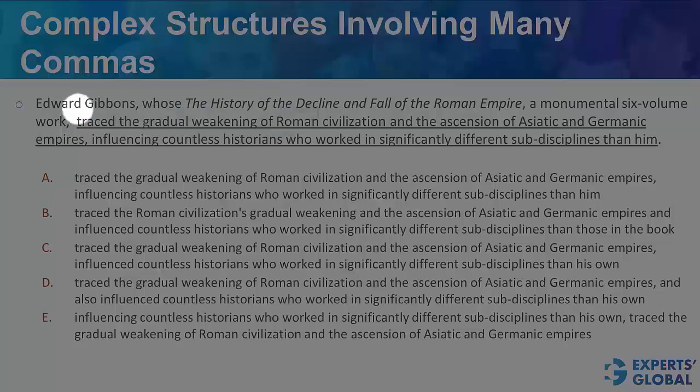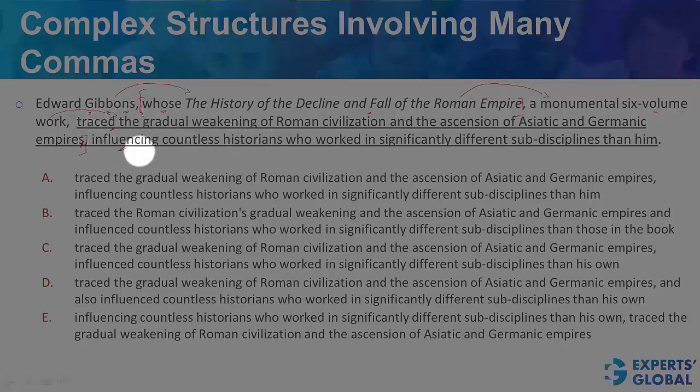You have a person here, and then some extra information about him between two commas. This is not going to have an impact on the sentence. We can very well skip this. From here to here is extra information. The person, his set of books, a bit about his books, a bit more about his books. And then the real meaning starts, that Edward Gibbons, something like, influenced countless historians.